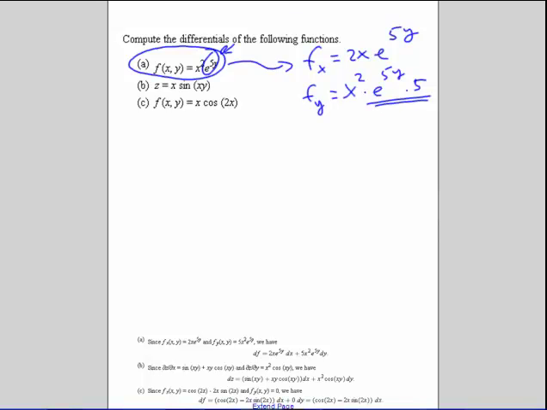So our differential for part A would be that df equals 2x e to the 5y dx plus 5x squared e to the 5y dy. And this equation here measures, for infinitely small changes in x and y, it's going to predict the change in z for any x and y.